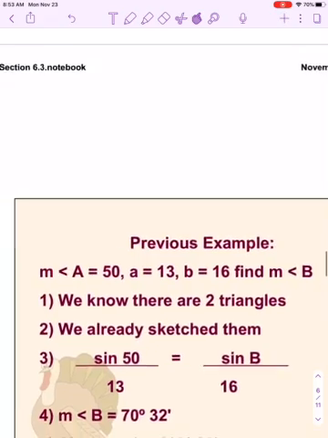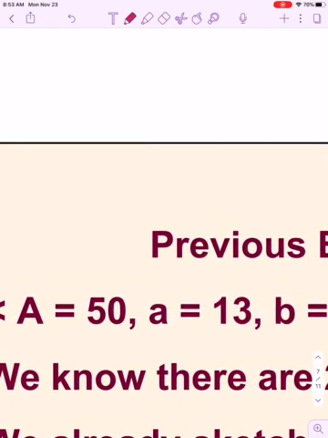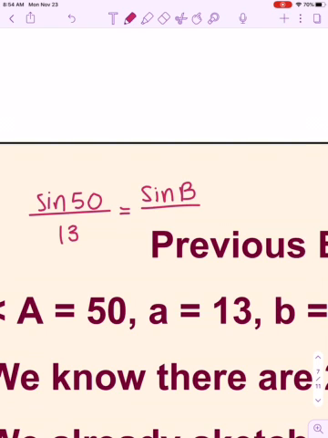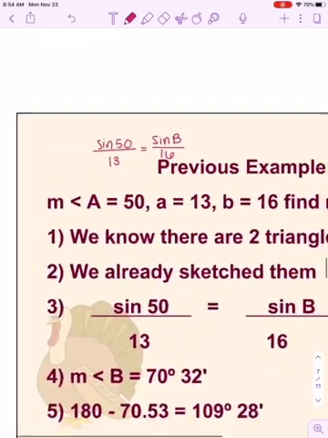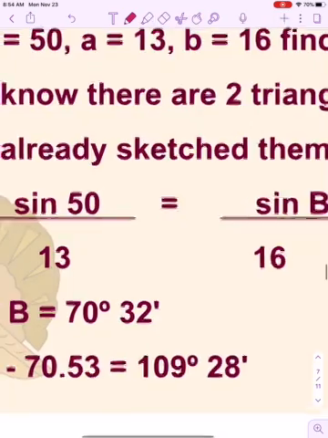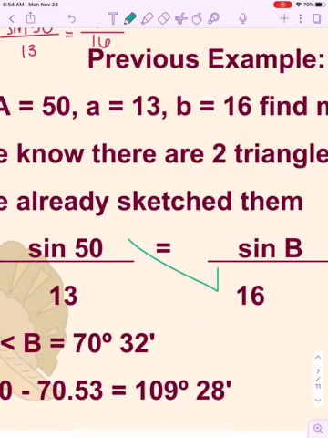This is the one we just did up at the top. So we knew that there were two triangles. Okay, so we're going to set up our law of sines. We have the sine of angle A, which is 50, over side A, which is 13, and it equals, we do not know angle B, so it equals the sine of angle B over side B, which is 16. Just setting up the law of sines, which I did down here. Now we are going to cross multiply. That's how we use our law of sines.